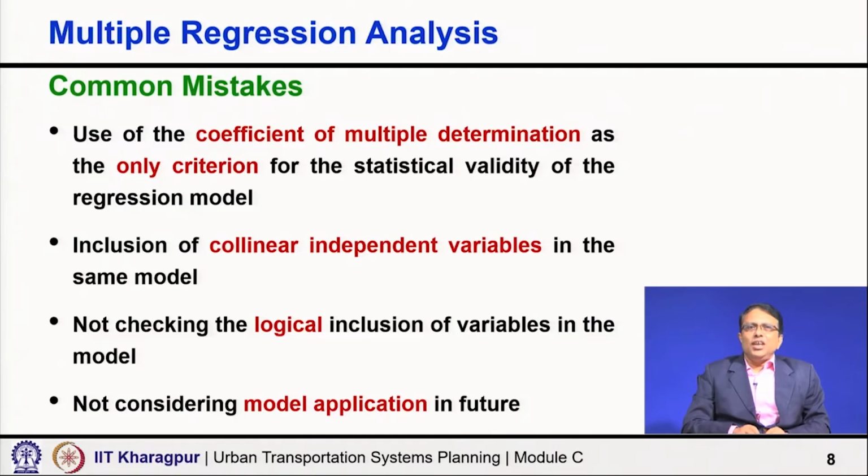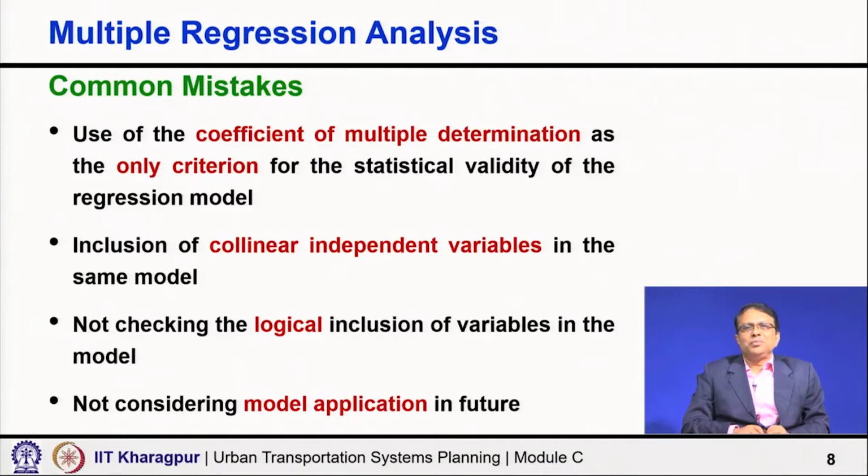Second, inclusion of collinear independent variables in the same model. People do not check, they simply include and get the results without checking if there is collinearity.